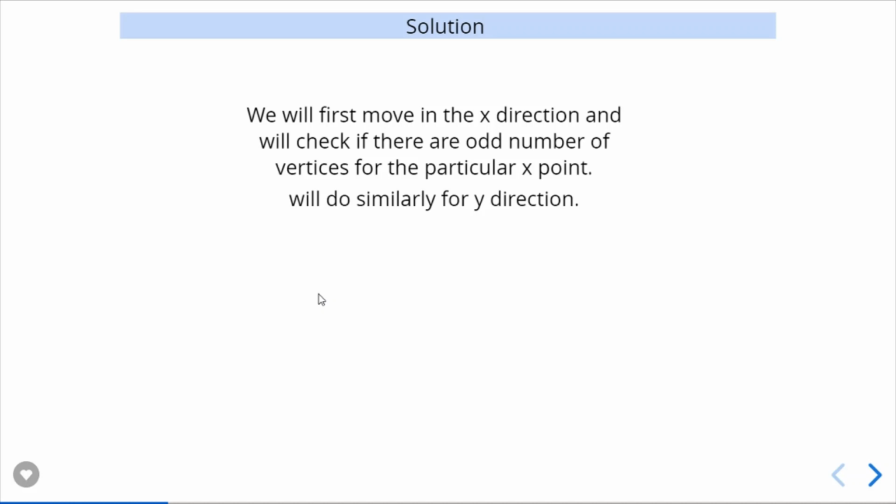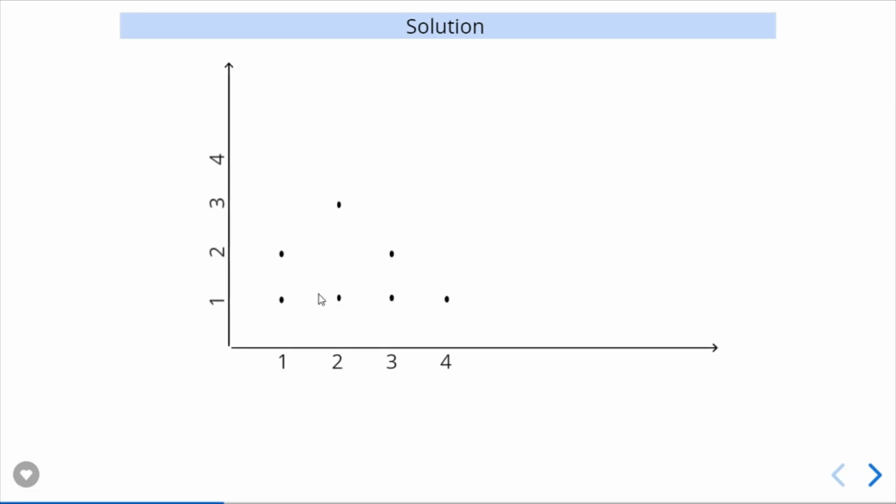If you're not clear with the approach, let us understand with the help of animation. Suppose these are the points that have been given to us for two rectangles. We need to identify the missing point. Obviously the missing point will be this one, because this will make both the rectangles work. But how do we analyze this? Let us see how.